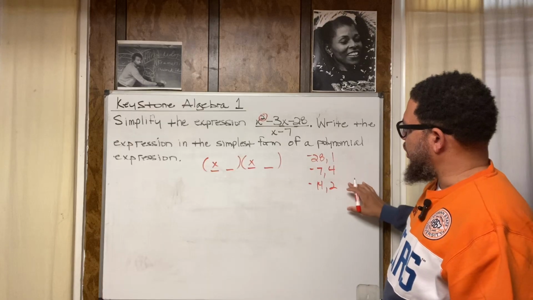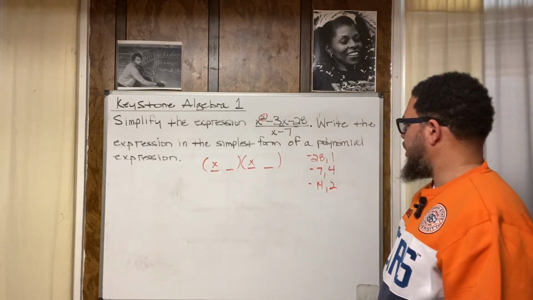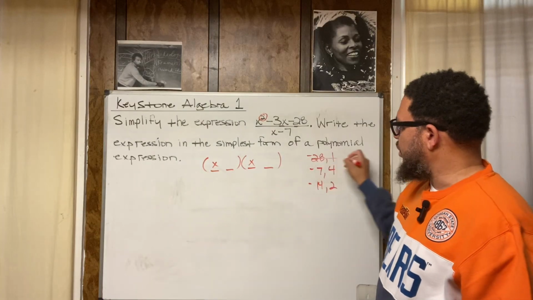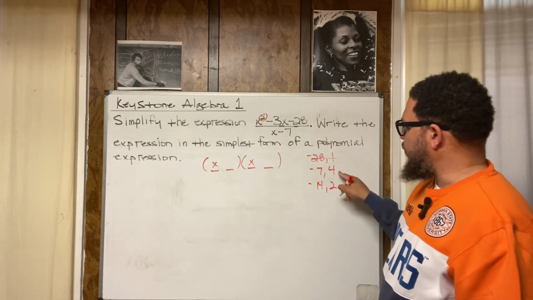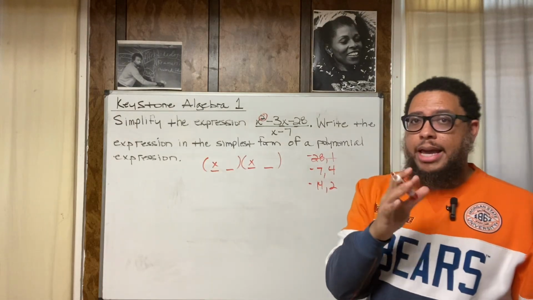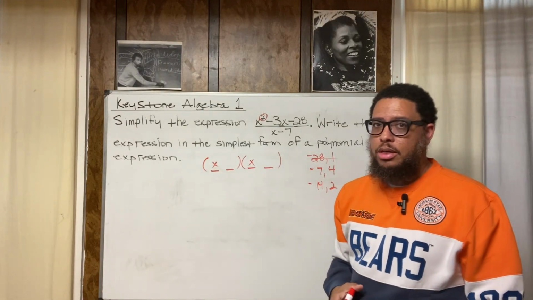Which one of these adds up to negative 3? Does negative 28 plus 1 add up to negative 3? No, it don't. Get him out of there. What about negative 7 plus 4? Yes, it do. Also, you got to know how to do arithmetic. You got to know how to add and subtract with positive and negative numbers. You got to learn that.